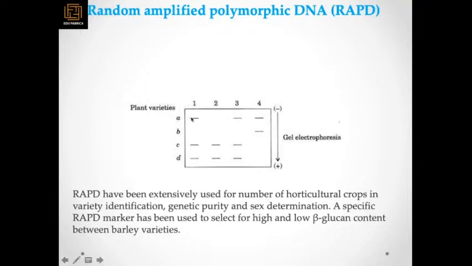Similarly, for plant 1, A, C, D were amplified. But in the second plant, it's not present for A and B, only for C and D. In the third plant, it's present for A, C and D. But in the fourth variety, it's present for A and B only, not for C and D. So all these results from RAPD can distinguish different varieties according to the PCR we have done and the results that we saw there.